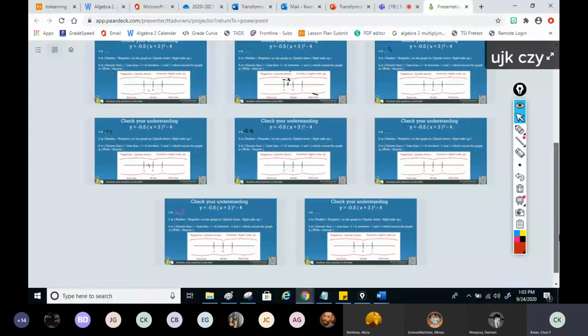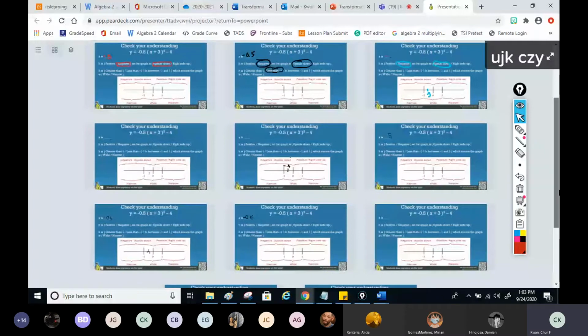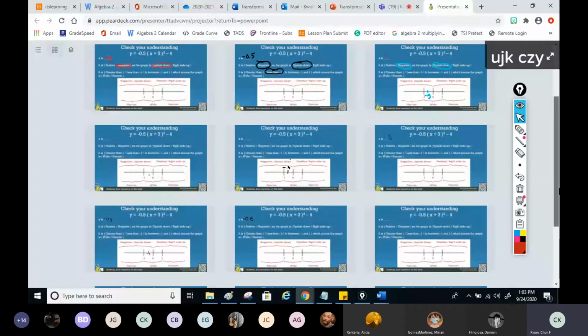All right, guys, make sure you don't forget about the negative sign. The negative sign is very important. So the A is not just 0.5. The negative sign is part of it.